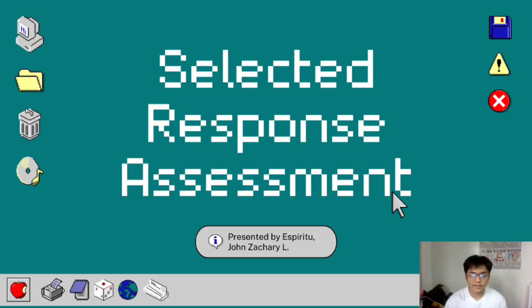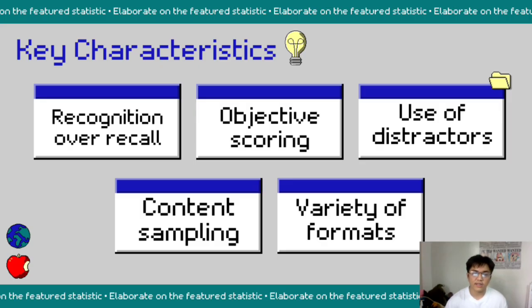Because the answers are fixed, the scoring is objective and usually machine scorable. These assessments are widely used in schools, from classroom quizzes to large-scale standardized tests, because they allow teachers to measure a broad range of knowledge and skills quickly and efficiently. What are its key characteristics?